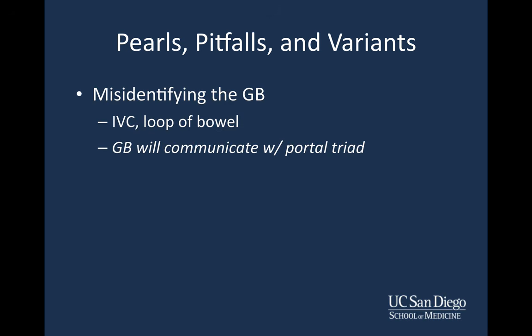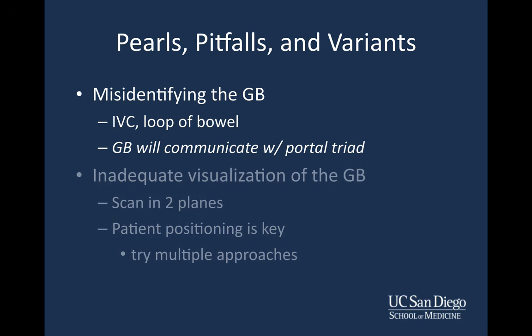So one common pitfall is misidentifying the gallbladder. Sometimes the IVC may have a similar appearance, and you want to make sure that it's not also a loop of bowel that you're mistaking for the gallbladder. Remember, the gallbladder is going to communicate with the portal triad. So if you follow the structure and it tapers towards what looks like the gallbladder neck, and that tends to terminate with the portal vein and common bile duct, then you know you've got the right structure.